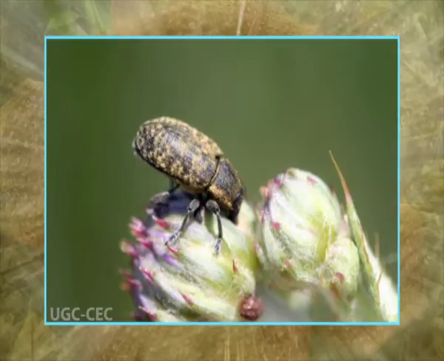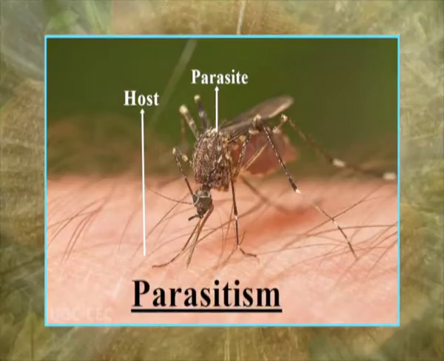A weevil, Rhinocylus conicus, which feeds on the seed heads of the thistle, was imported from France in 1969. After 3 years of introduction of the weevil, the abundance of thistle reduced and the plant population was maintained at equilibrium levels. Parasitism is an interaction when one organism feeds on another but does not normally kill it outright.